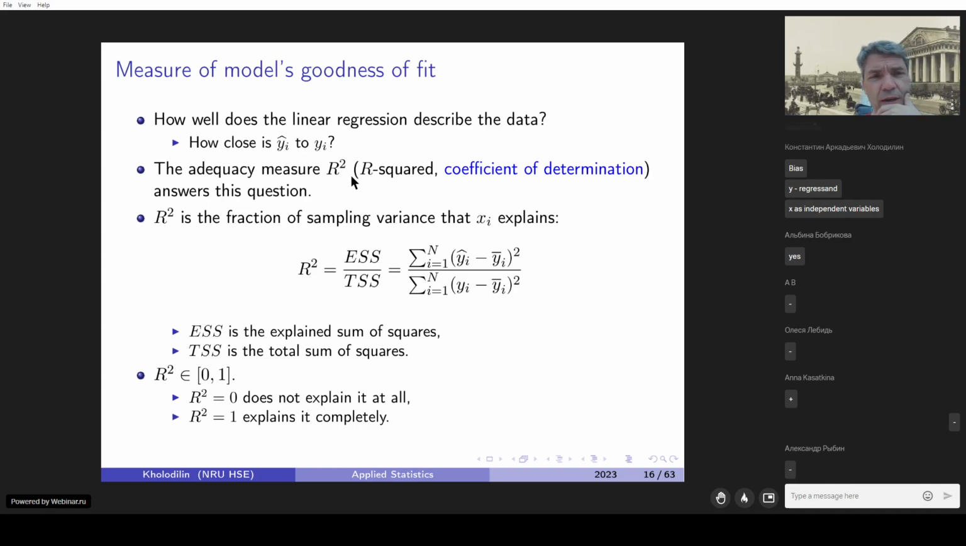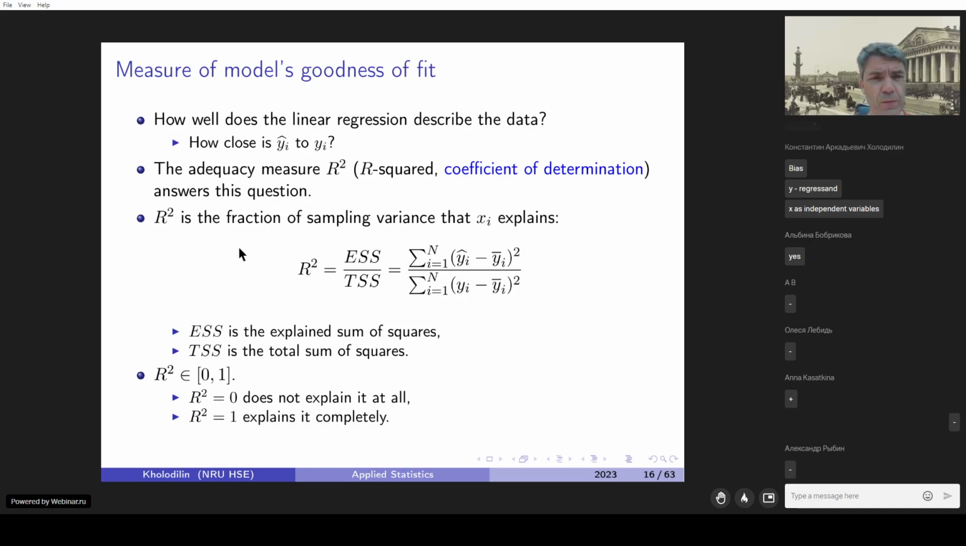By the way, the reason why it's denoted as R squared is that if we have a linear model with a single regression, then this R squared is equal to the square of the correlation coefficient between x and y. Therefore, here we have R squared. Okay, an interesting property.